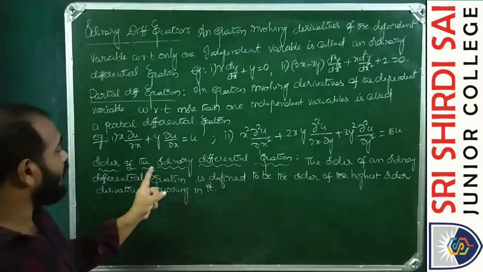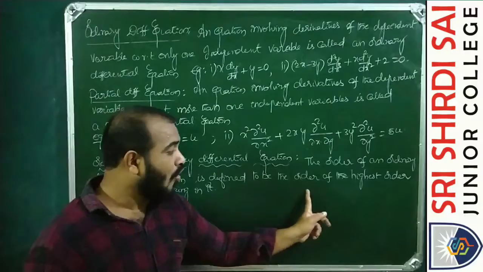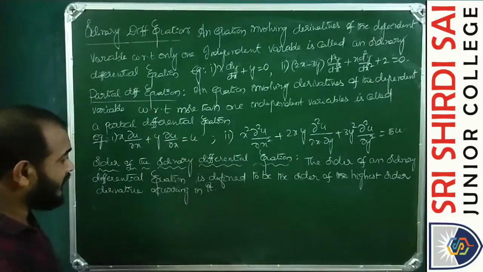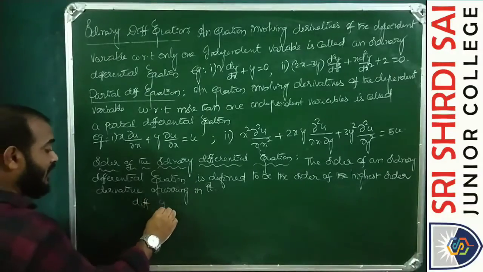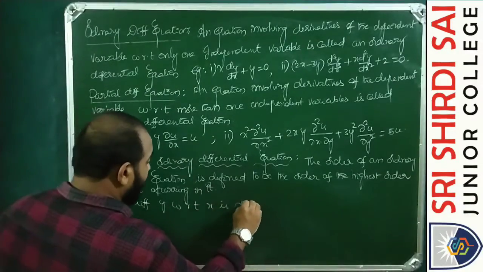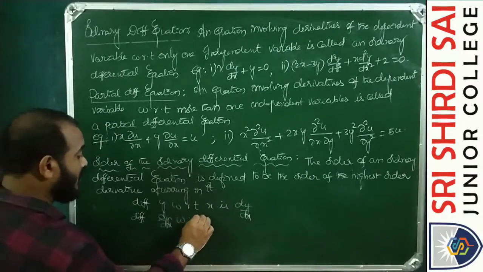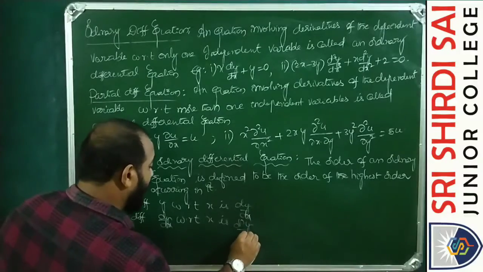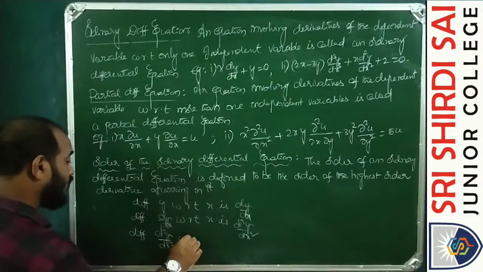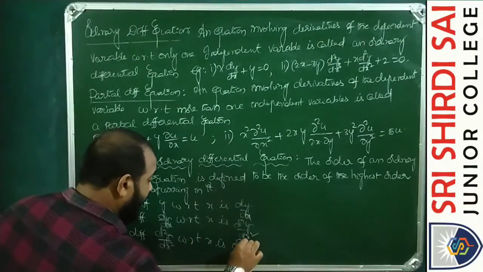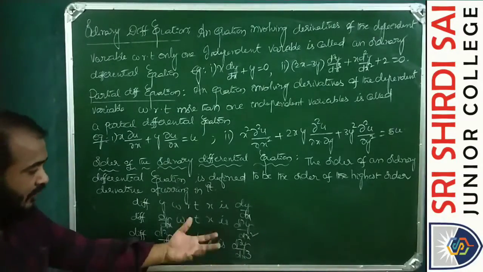And the next topic is the order of an ordinary differential equation. The order of an ordinary differential equation is defined to be the order of the highest order derivative occurring in it. Last year we have learnt the first order derivative: differentiating y with respect to x is dy by dx. Likewise, differentiating dy by dx with respect to x gives d square y by dx square. Differentiating d square y by dx square with respect to x gives d cube y by dx cube. Likewise, we can differentiate any number of times like this.